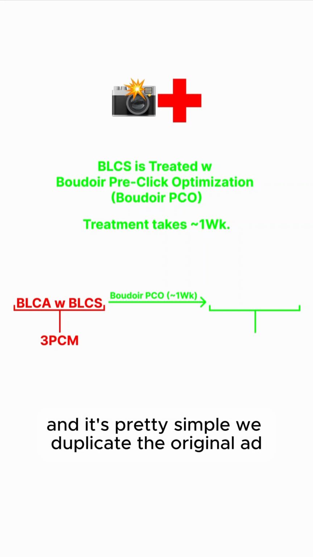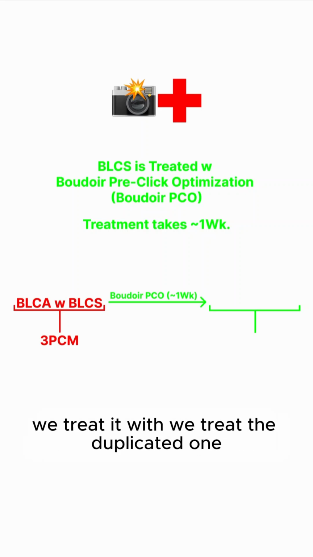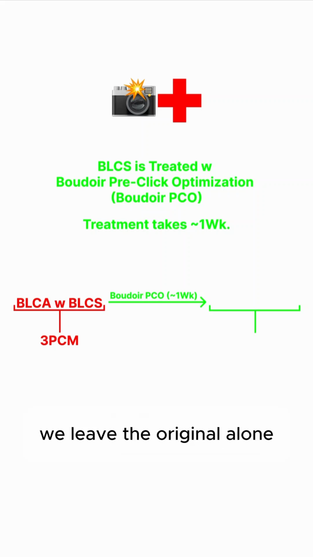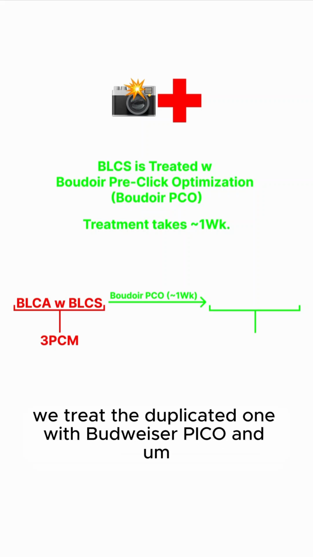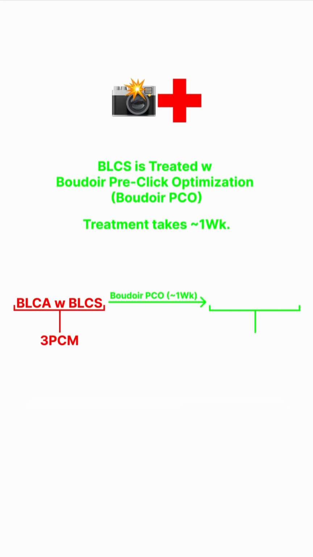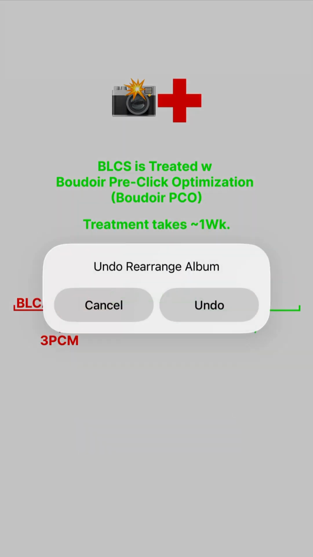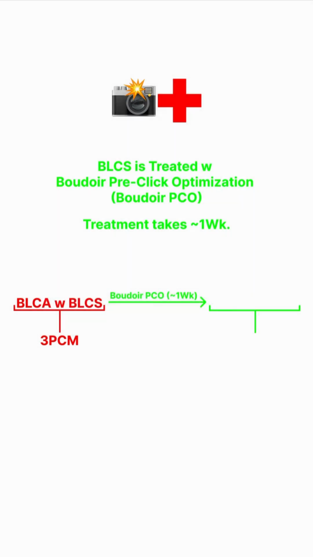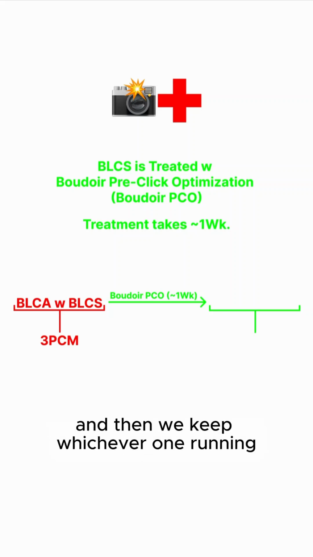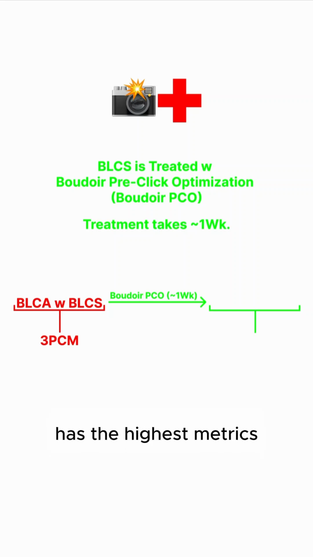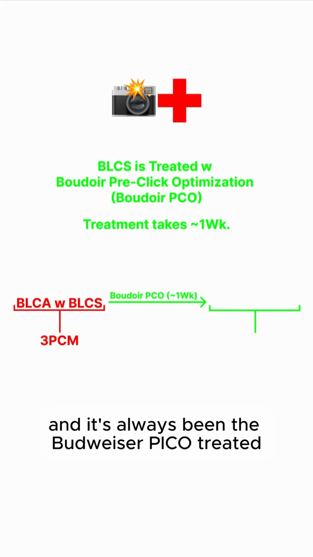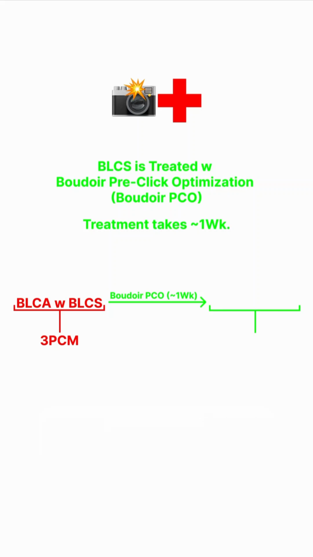And it's pretty simple. We duplicate the original ad. We treat the duplicated one. We leave the original alone. We treat the duplicated one with Boudoir Pico, and basically we run that through its full treatment, and then we keep whichever one running has the highest metrics. And it's always been the Boudoir Pico treated one that has the highest metrics at the end.